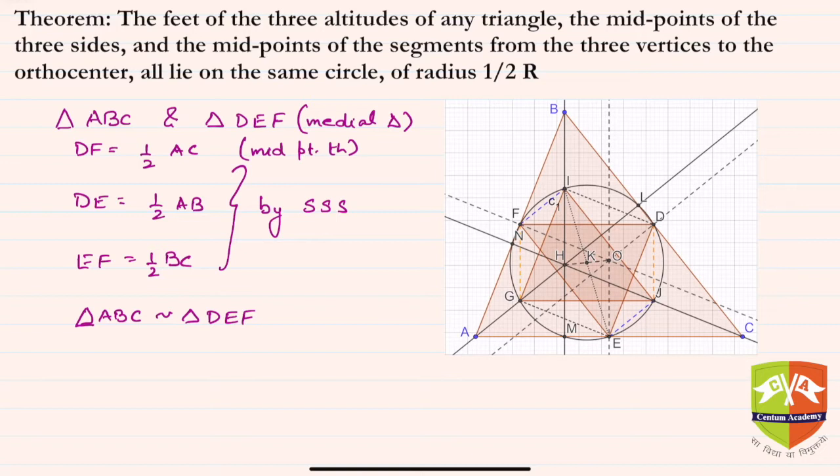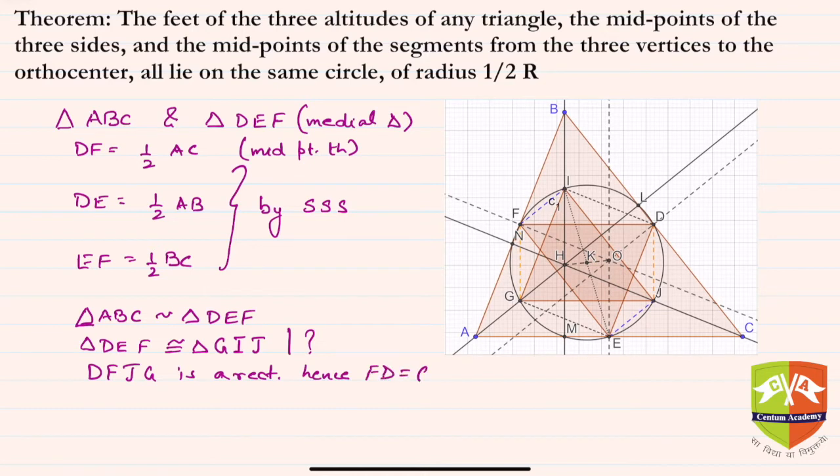Now, if you look closely, triangle DEF is actually congruent to triangle GIJ. Right, so G is opposite to D, I is opposite to E, and J is opposite to F. And why is this? Because we know that in the previous session we proved that DFJG is a rectangle. Hence we know that FD will be equal to GJ.